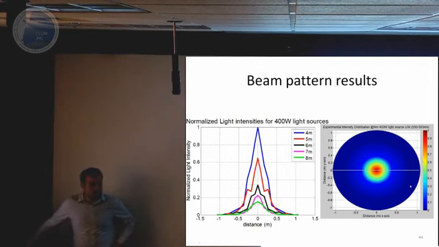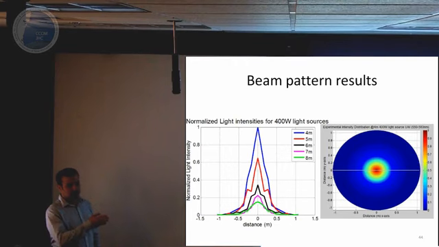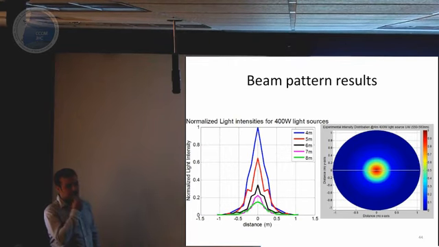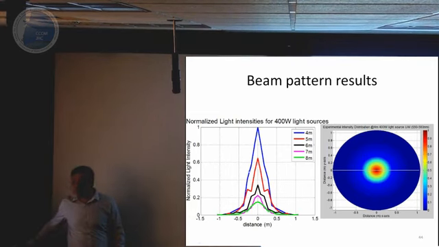Question. Sure. How many measurements were taken across the beam? 10? Yeah, across, for example, at one distance. And you just approximated with the straight lines in between, right? Yes. Yeah.